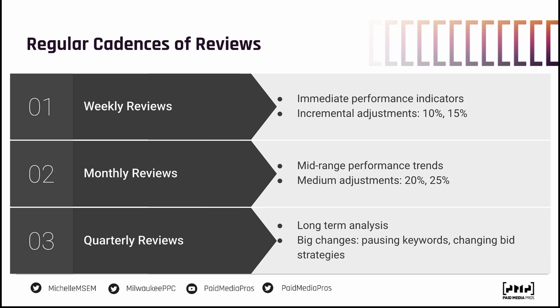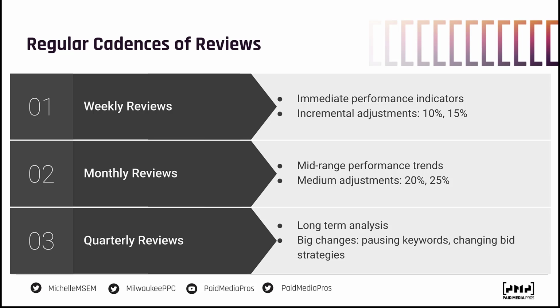If a keyword is getting better in those weekly reviews, odds are in the monthly reviews, it's also getting better. But for each of these, we still only look back at 7 or 30 days to make those bid adjustments, and we stick pretty religiously to either the 10 to 15% range or the 20 to 25% range.